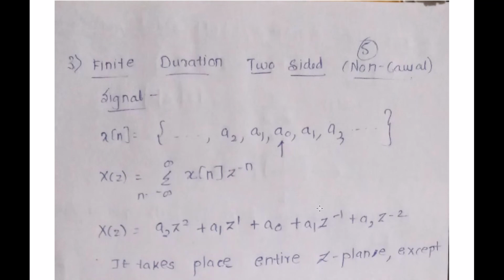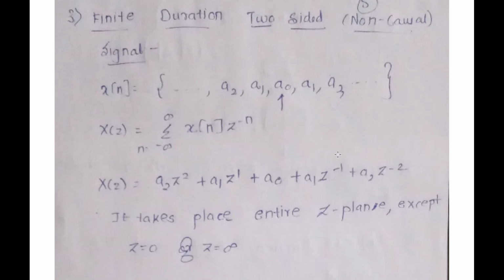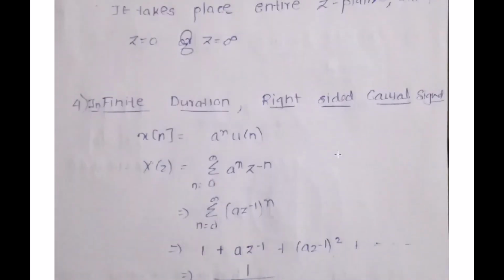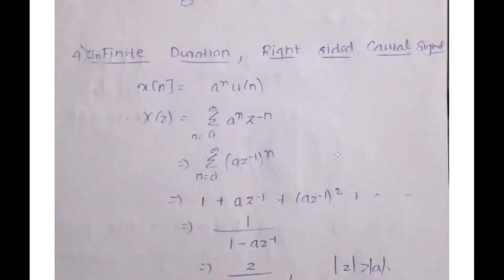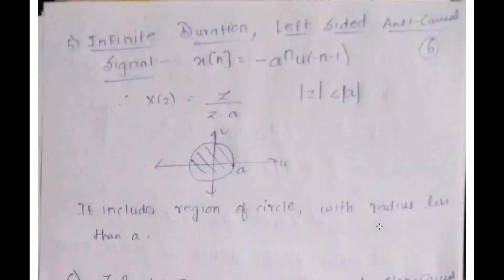Finite duration two-sided signal, in which you have left, right, everything. Hence the z transform is defined for all the values except z is equal to 0 and z is equal to infinite. Then we have the infinite duration right-sided causal signal in which you have z upon z minus a, where mod z is greater than mod a. The infinite duration left-sided anti-causal signal is the one in which you have mod z smaller than a.